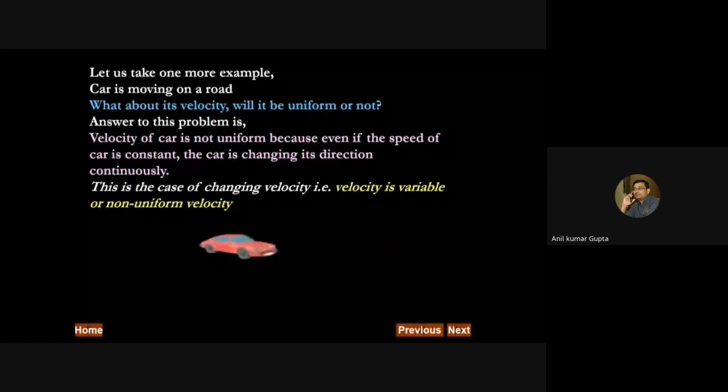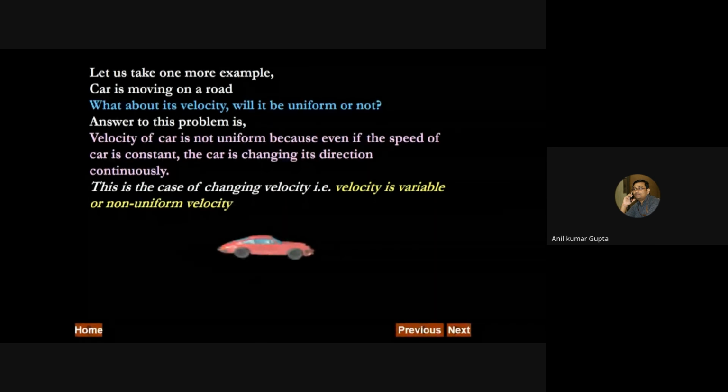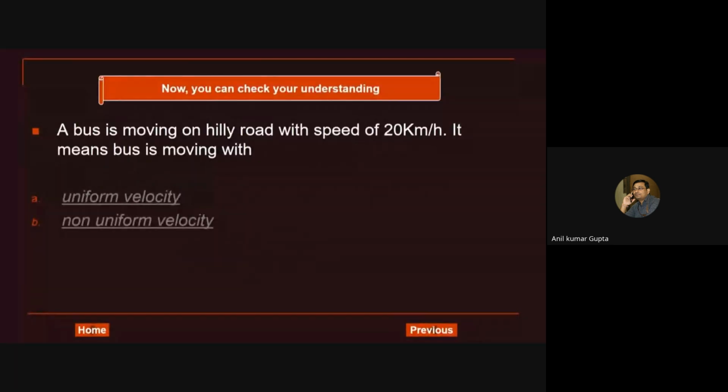Now, next slide. Let us take an example. A car is moving on a road. What about its velocity? Will it be uniform or not? The answer to this problem is that the velocity of the car is not uniform because even if the speed of the car is constant, the car is changing its direction continually. This is the case of changing velocity, that is, velocity is variable or non-uniform velocity.